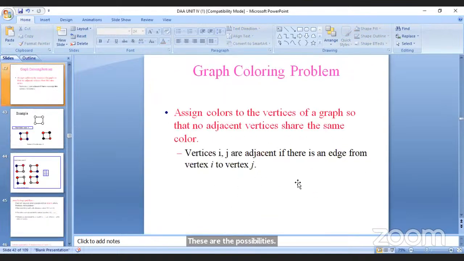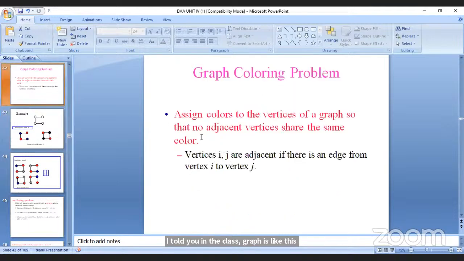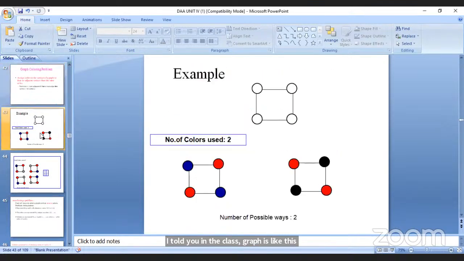So this next, coming to graph coloring problem. Graph coloring problem ante manaku oka graph istaru. Right, I told you in the class, graph is like this. Okay, in this graph you have to assign the colors to the vertices.